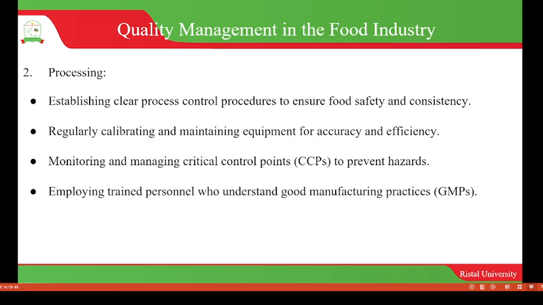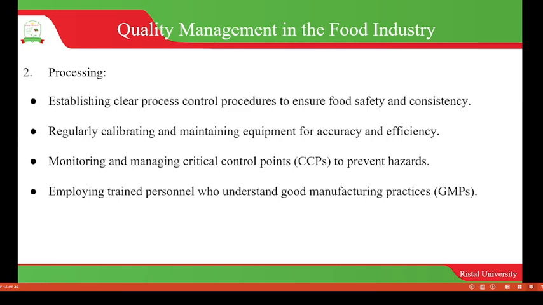And then also we can ensure this by regularly calibrating and maintaining equipment for accuracy and efficiency. We have different equipment that we use in the industry, and we have to always check this equipment, calibrate it, and also always maintain it in good condition so that it will always be efficient and accurate in the things that we are using it for.